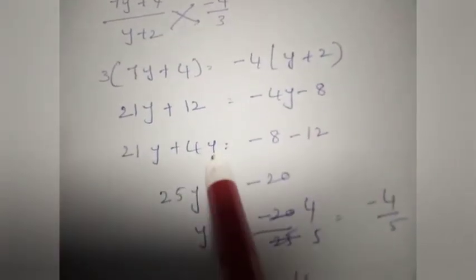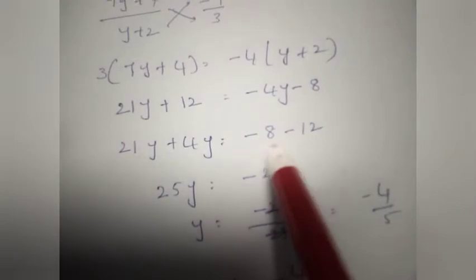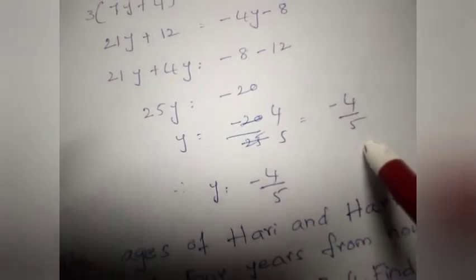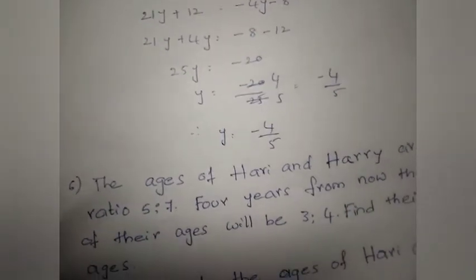So 21 plus 4, that is 25y is equal to minus 8 minus 12, minus 20. So y is equal to minus 20 by this 25. 5 4s are 20, 5 5s are 25, minus as it is, that is minus 4 by 5. So the value of y is equal to minus 4 by 5. Next, sixth problem.